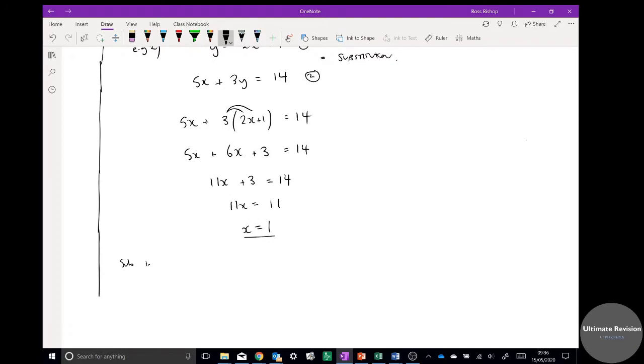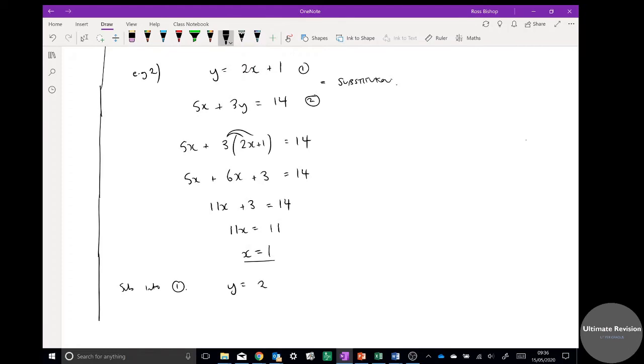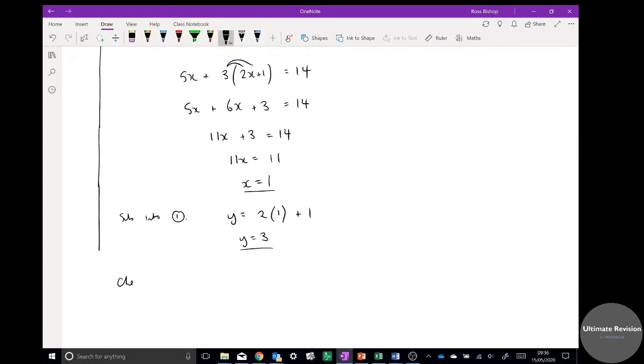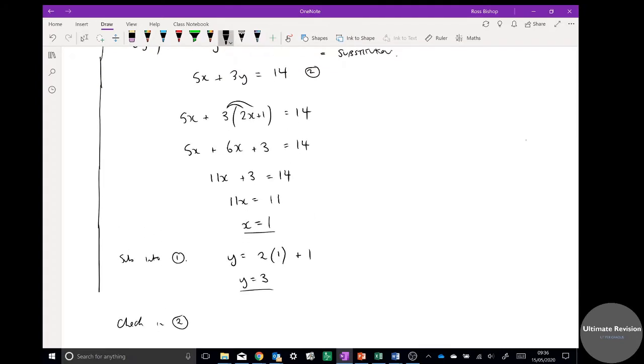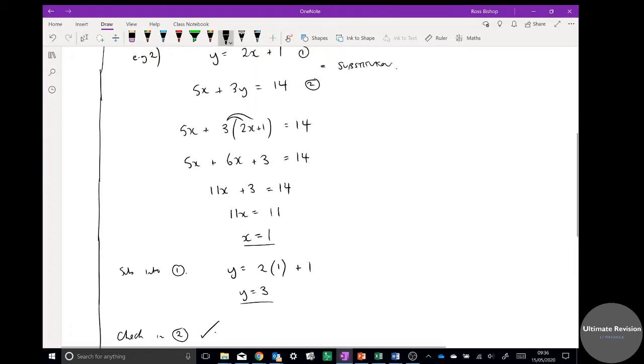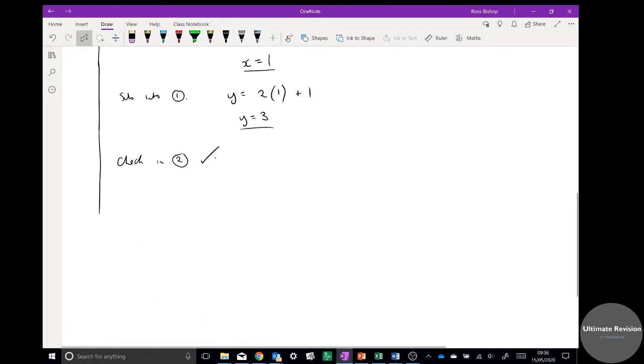And then I'm going to substitute this into the easy one again. So sub into equation 1. So I get y is going to equal 2 times 1 plus 1. Y is going to equal 3. Okay. I'm going to do a quick check in the second equation for good exam technique. So I've got 5 plus 9. 5 plus 9 is 14. I know that's correct. Okay. Right, that's substitution, elimination. You can choose either method, but my recommendation is don't forget about one. Just pick whatever's easiest depending on the question you're given.